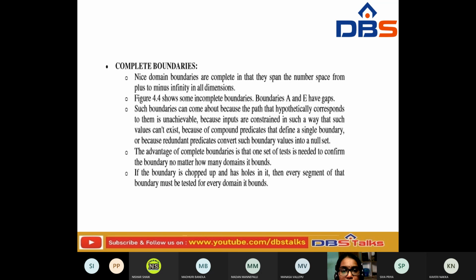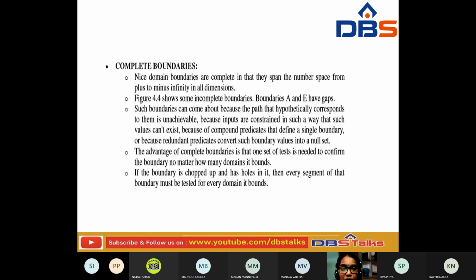Nice domain boundaries are complete in that they span the number space from plus to minus infinity in all the dimensions. So this figure 4.4 shows that the incomplete boundaries A and E have gaps. Such boundaries can come out because the path that hypothetically corresponds to them is unachievable, because the inputs are constrained in such a way that such values can't exist because of the compound predicates. So that definitely will define a single boundary, or because of the redundant predicates we have to convert such boundary values to a null set.